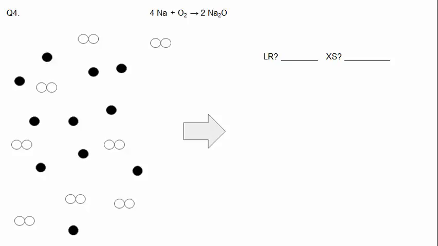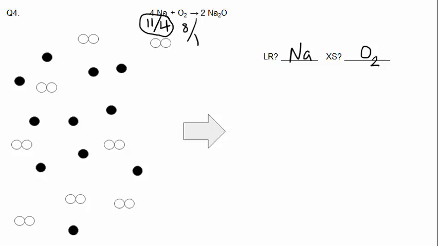So go ahead and pause the video here and try to figure out what the limiting reactant is and what the excess reactant is. Okay, so let's do the math. So you can see here that there's 1, 2, 3, 4, 5, 6, 7, 8, 9, 10, 11 Nas. So it's 11 divided by 4. And oxygens, there's 1, 2, 3, 4, 5, 6, 7, 8. 8 divided by 1. So obviously, 11 divided by 4 is less than 8 divided by 1. So the limiting reactant is Na, and the excess reactant is O2.